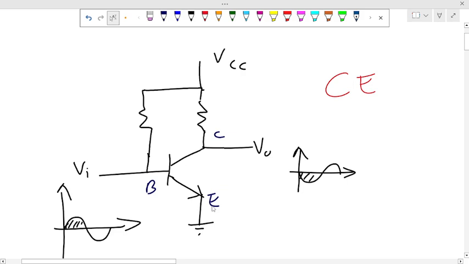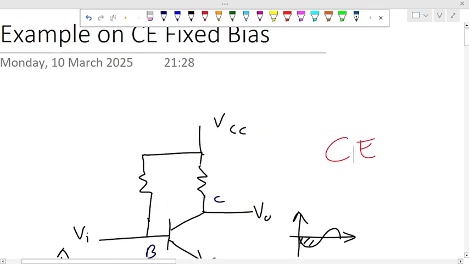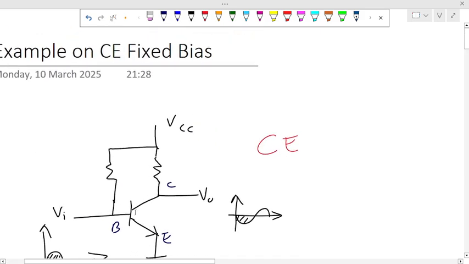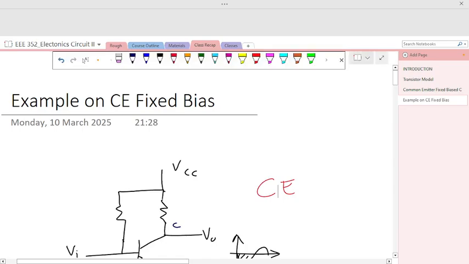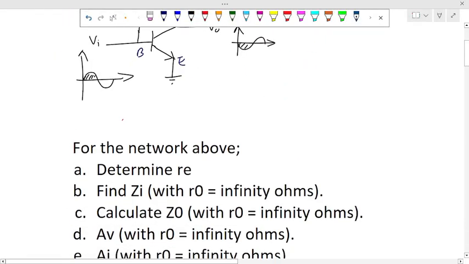Configuration is just the method in which this transistor is wired. So the way the transistor is wired determines the name of the configuration. Configuration just means different wiring. So looking at this, we can see that the transistor is wired in a way that the emitter is common to the input and output. So it's common emitter fixed bias. Okay, with that being said, let's see what's up with this example.